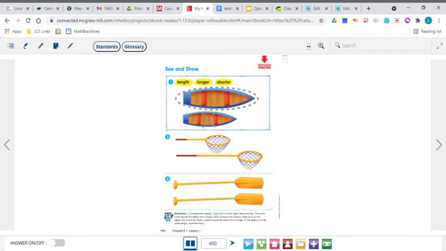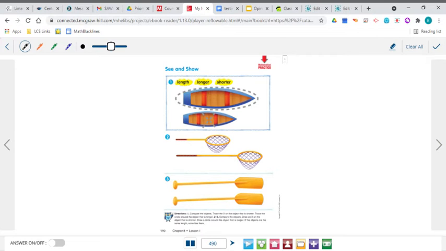You will need to be on page 490 to follow along with this. The directions say to compare the objects and to trace the X on the object that is shorter. These are boats, little canoes, and you're looking at them from the top down, like a bird flying in the sky looking down at the canoe. These little red pieces are like the seats in the boat.